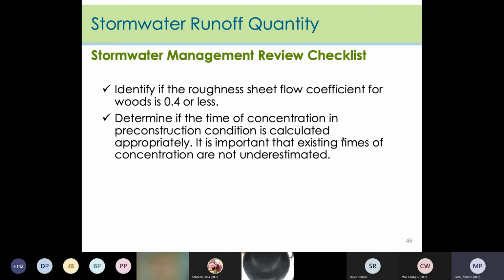However, in New Jersey, we do not have that situation, and the maximum coefficient for sheet flow that may be used is 0.4. Lisa covered this in Module 2, and more on this is found in Chapter 5 of the BMP manual. We also need to determine if the TC in the pre-construction is appropriately calculated. We need to make sure that they are not underestimated.